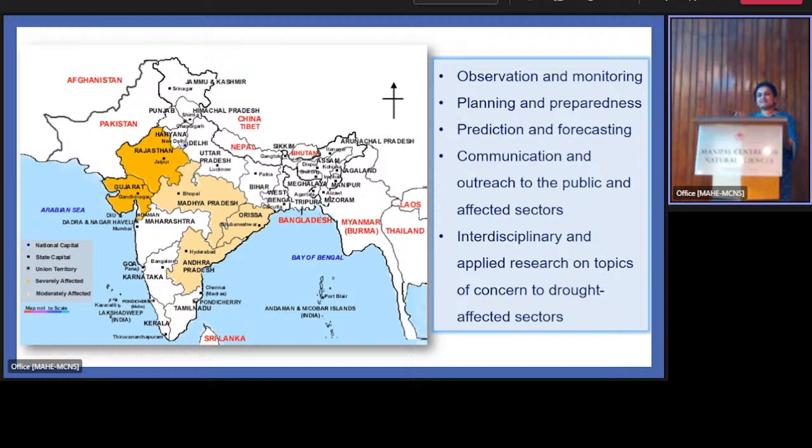The disaster management authorities are trying to observe and monitor these droughts. They are planning and preparing. Interdisciplinary and applied research on this topic of concern is going on, but still, there are no good publications or good research going on there.